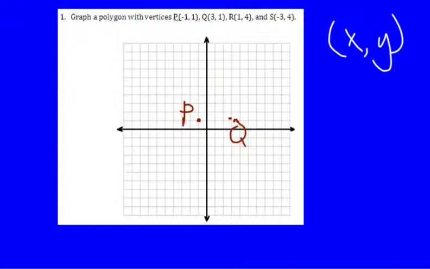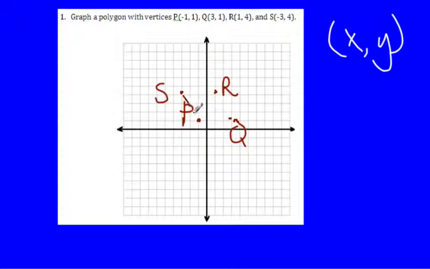Next, I'm going to plot R. So for R, I know I'm going over 1 and then up 1, 2, 3, 4. So how many are going right? How many are going up? I know I'm going right and up because they're both positive. So now I'm going to plot that point. So that's my R. Last but not least is my S. For my S, I'm going left 3, 1, 2, 3, and up 4, 1, 2, 3, 4. So that's going to be my next point right there.